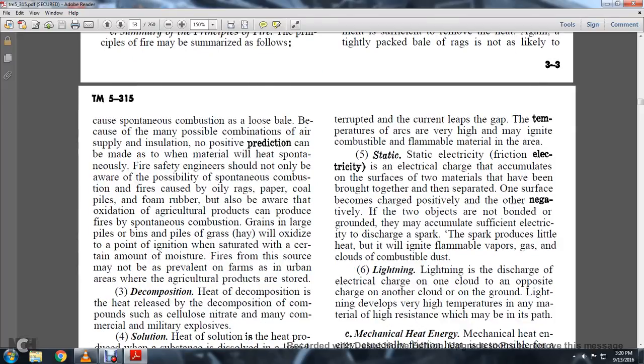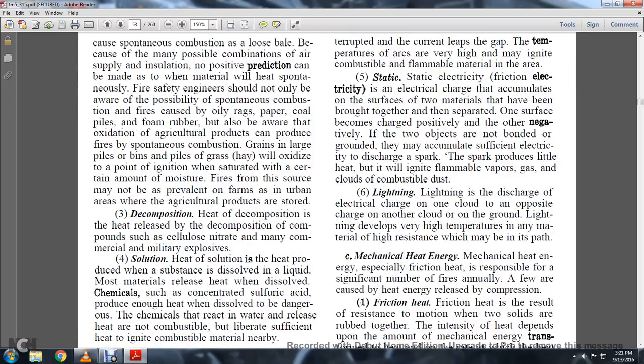Because of the many possible combinations of substances, no positive prediction can be made as to which materials will heat spontaneously. Fire safety engineers should not only be aware of possible spontaneous combustion fires caused by oil rags, pipe or coal piles, and foam rubber, but also that oxidation of agricultural products can cause spontaneous combustion. Grain in large piles and bins, and piles of grass and hay, will oxidize to the point of ignition when saturated with a certain amount of moisture. Fires from this source may not be as prevalent on farms as in urban areas where agricultural products are stored.